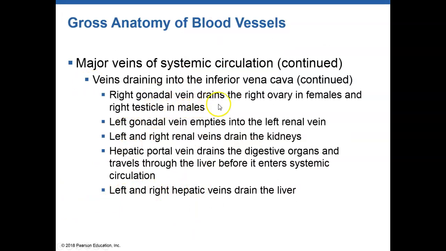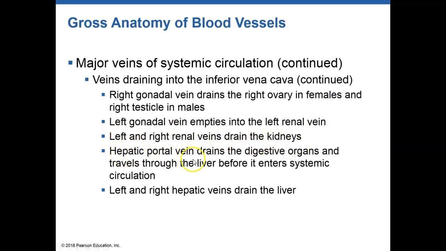The gonadal veins drain the ovaries and testicles. The right gonadal vein drains the right ovary and right testicle in males. The left gonadal vein drains the left ovary and left testicle. These empty into the renal veins. Left and right renal veins then drain the kidneys.